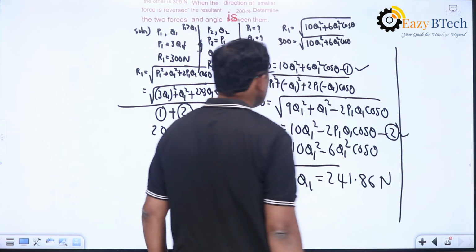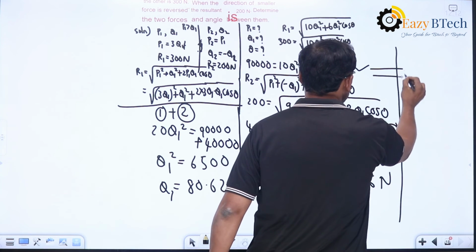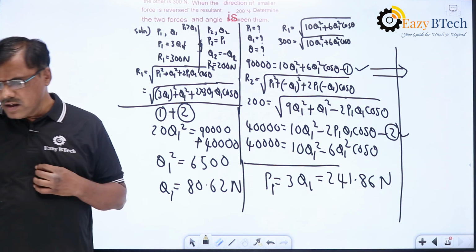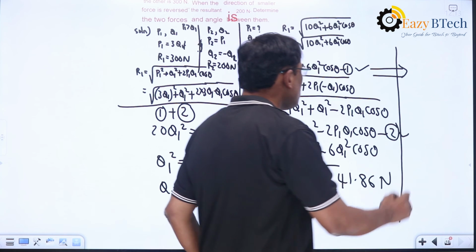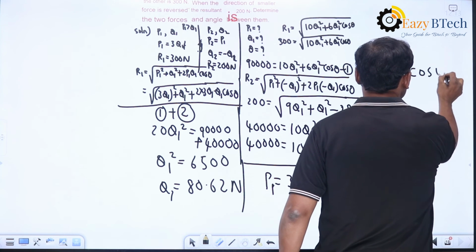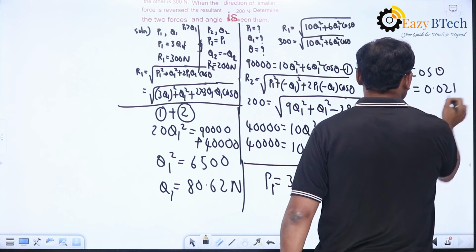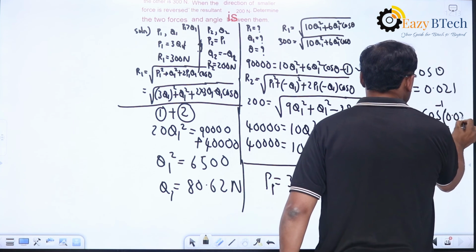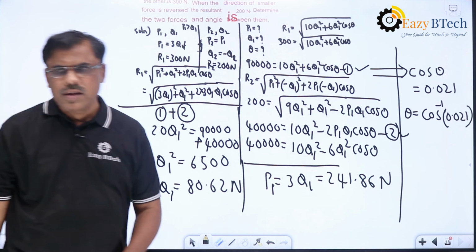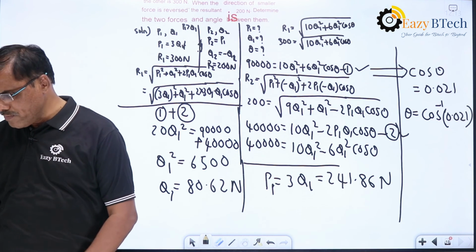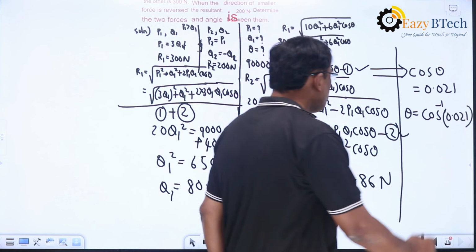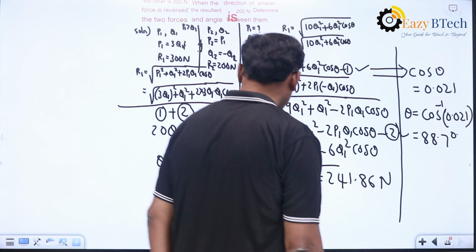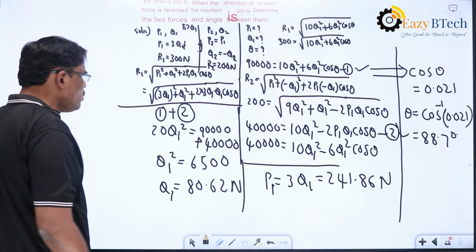So if you take the first equation and substitute the value of Q1 there, we get the value of cos theta. So cos theta is equal to 0.021. Theta is equal to cos inverse 0.021. By this, the theta value can be calculated. This comes to 88.7 degrees. So we got both the values here.